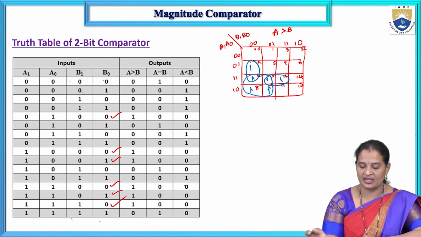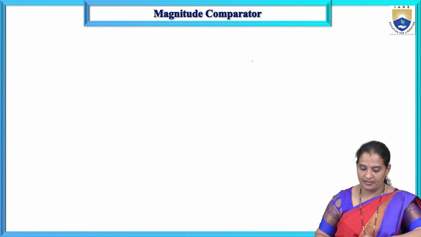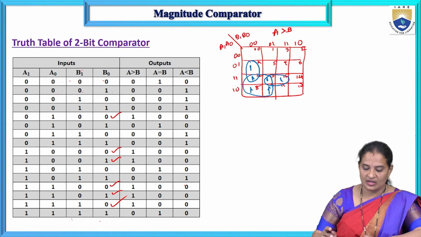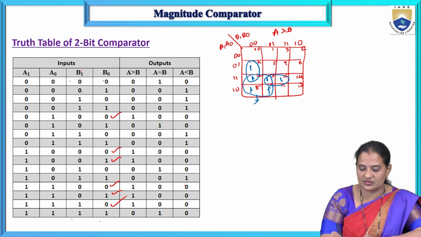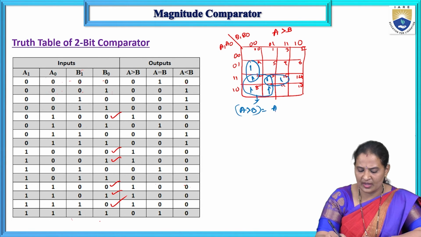I can form a pair here. So the equation for this one: first, this one, A1 value is 1. So A greater than B is equal to A1. For these two cells, the A1 value is common, A1.